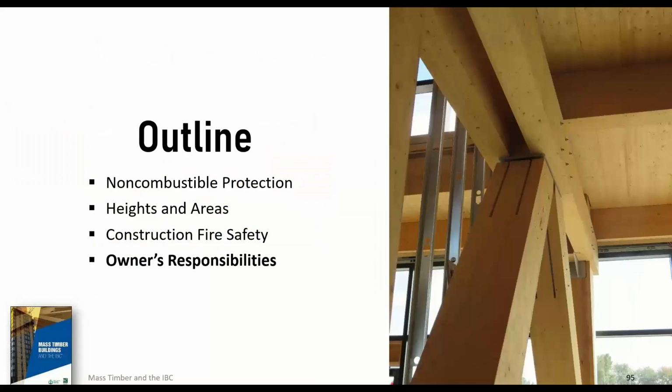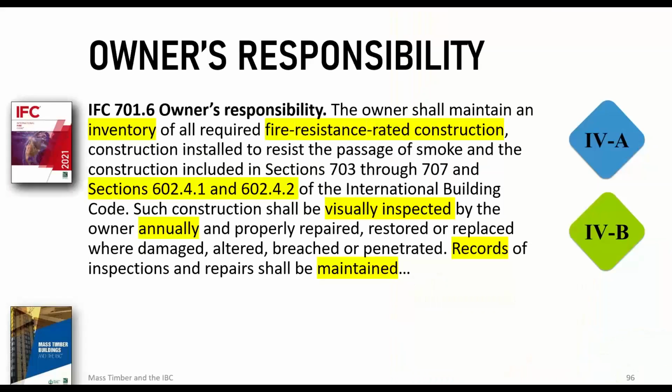So non-combustible protection, heights and areas, construction, fire safety, and now we're at the home stretch, owner's responsibility. I think this is a really, really good provision they put in. And the reason they put this in to the code, well, let me read you what the code says. It says the owner shall maintain an inventory of all required fire-resistant rated construction. Okay. It has to be visually inspected annually and maintained.